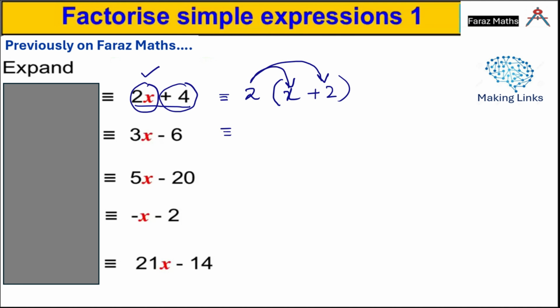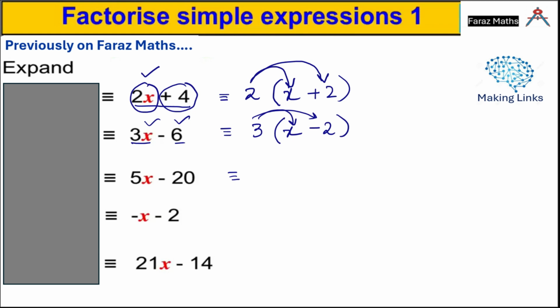3 is the highest common factor between both numbers, between 3 and 6. 3 is the highest common factor. Now make the bracket. 3 times what will give you 3x? It is x. 3 times x will give you 3x. And then 3 times minus 2 is minus 6.